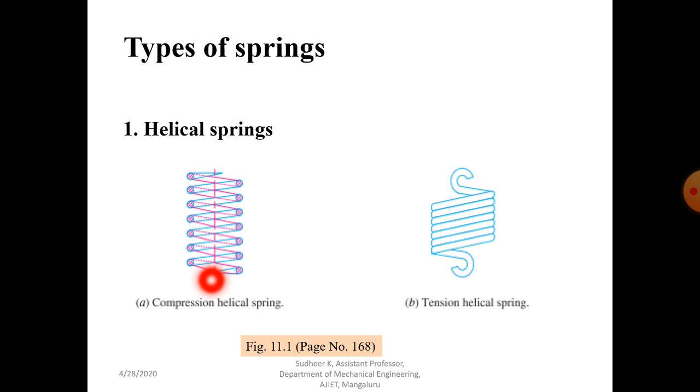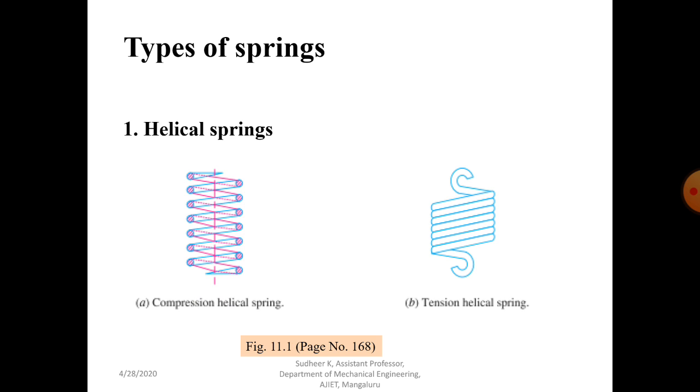We should know something about the compression helical spring and the tension helical spring. As the name implies, compression means the helical spring is subjected to a compressive external force, and because of this external force the spring will shorten. That is called a compression helical spring. The external force is compressive in nature.